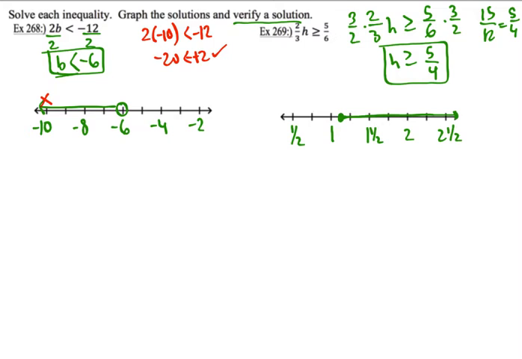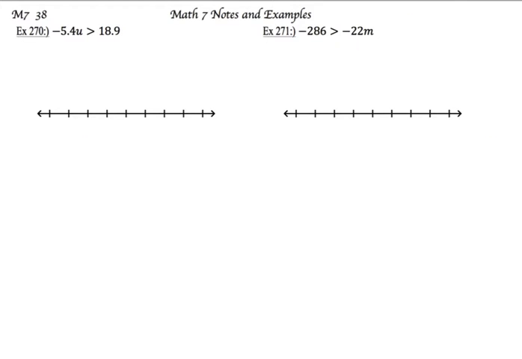Example 269. Let's pick a solution. How about something that's easy to multiply by a multiple of 3? Let's actually pick 3. So 2/3 of 3 is greater than 5/6. 2/3 times 3 would be 2. Is 2 greater than 5/6? It sure is. That solution checks out.